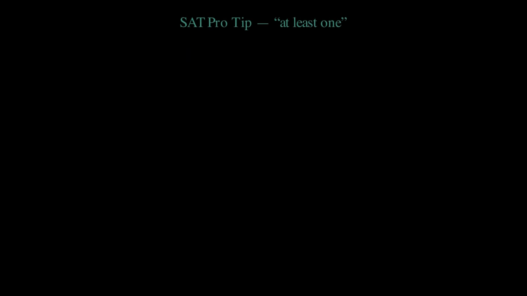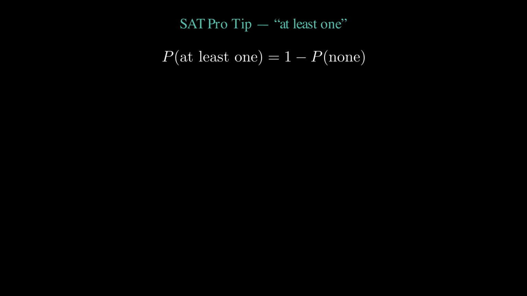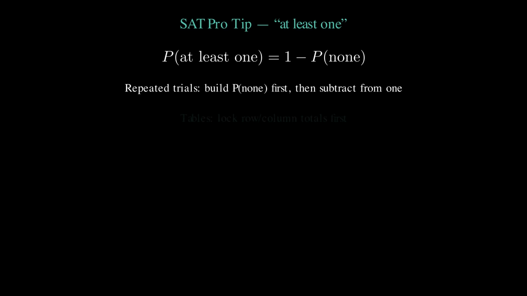Pro tip. At least one success is often fastest via the complement. Probability of at least one equals 1 minus probability of none. This shines when each trial repeats with the same probability, like multiple coin flips or multiple guesses. On table problems, read row and column totals before you compute anything, and label whether joint counts sit inside intersections or margins. Headers prevent silent counting errors that ruin an otherwise perfect setup.